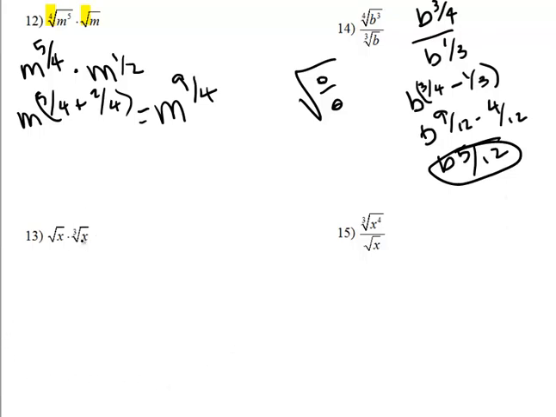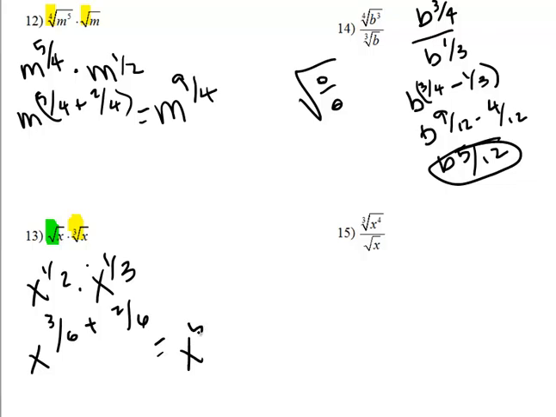Simplified. Here again, first step is to check the index. 2, 3, nope. So here again, this is x to the 1/2 times x to the 1/3. 6 is their common denominator, so it's x to the 3/6 plus 2/6 equals x to the 5/6. And if you needed to put that back into radical form, it would be the 6 on the outside, x to the 5th.